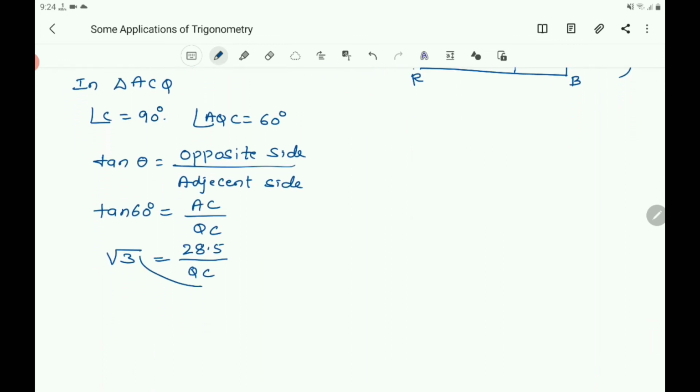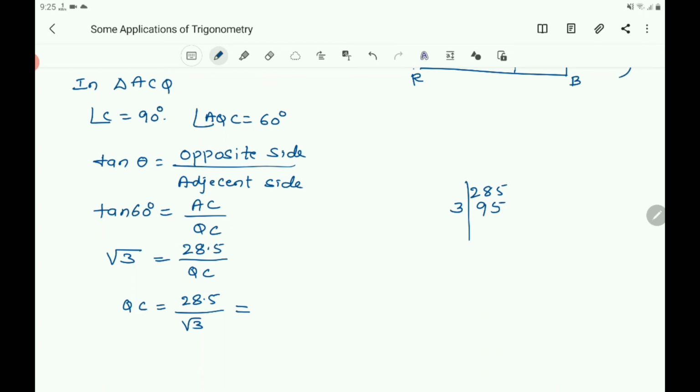Then you transfer QC to the LHS and root 3 to the RHS. Then you will get QC equals 28.5 by root 3. Here you can express this: you know that 285 is 2 plus 8 plus 5, that is 15. It is divisible by 3. 3 9s are 27, 3 5s are 15. So you can express this as 3 into 9.5.